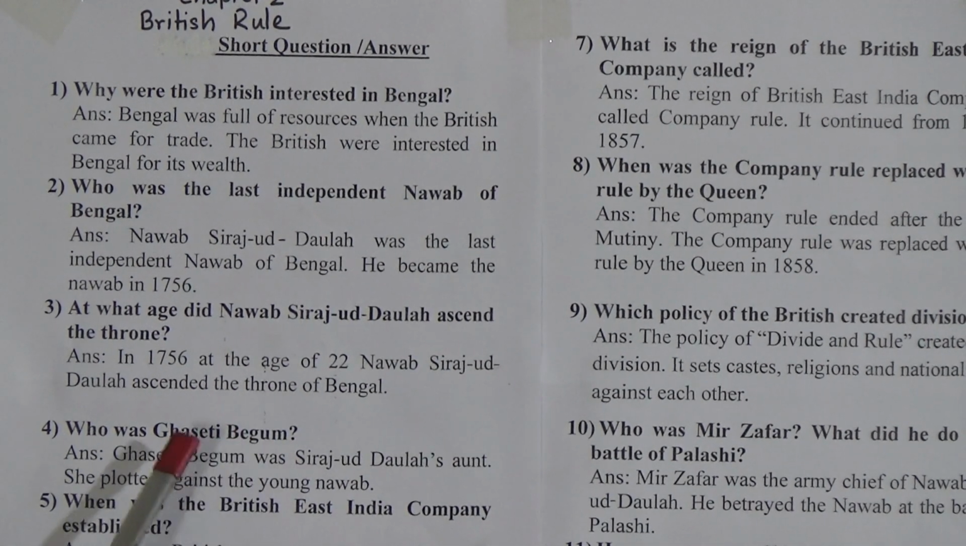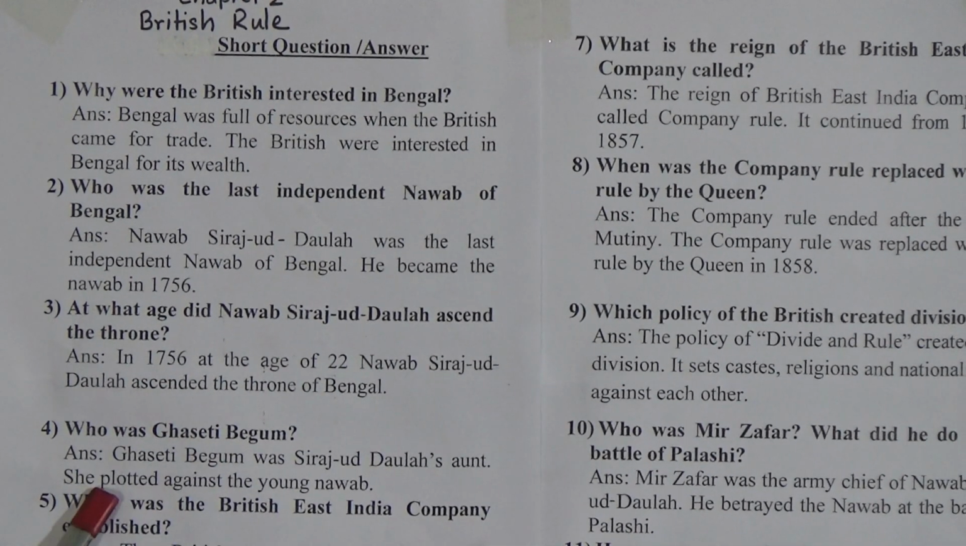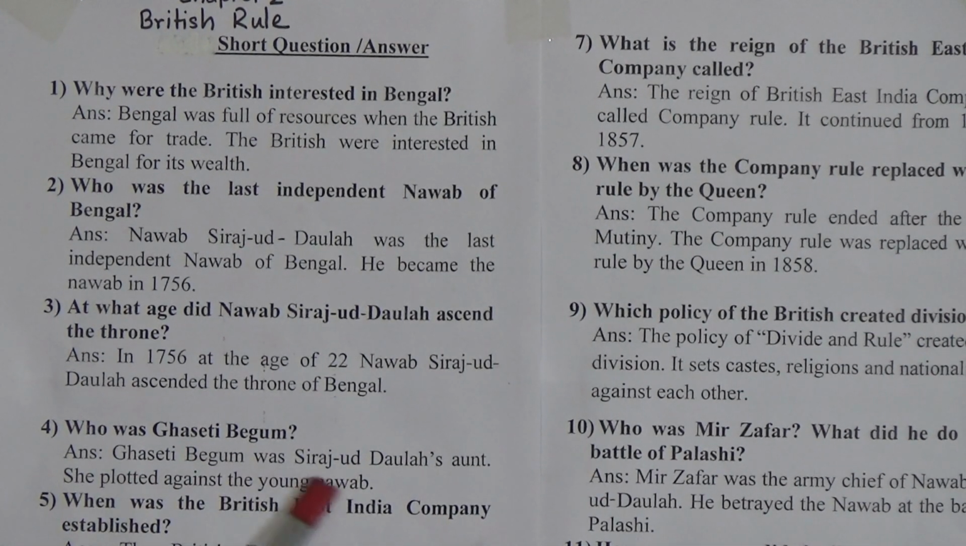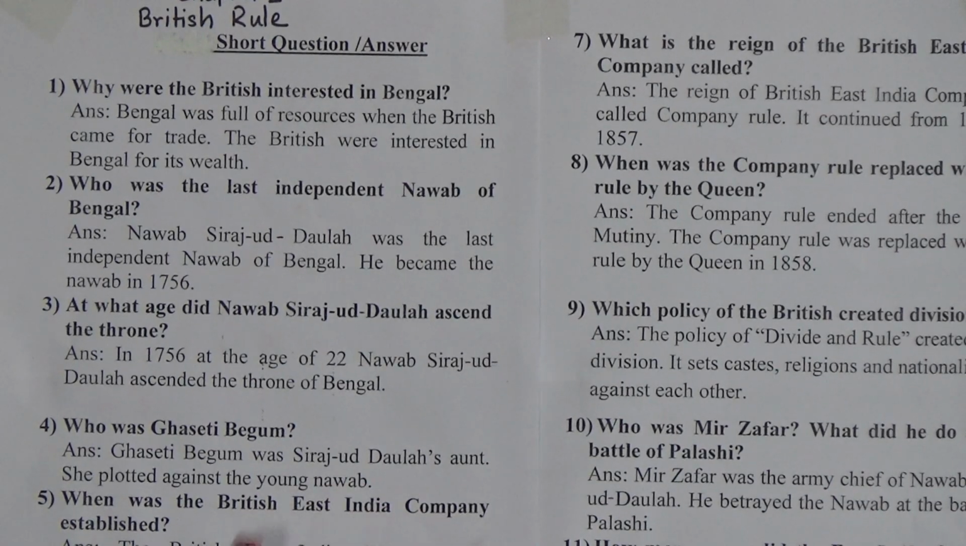Now number 4, who was Kasiti Begum? And you all know that she was the aunt of Siraj-ud-Dowla. The answer is, Kasiti Begum was Siraj-ud-Dowla's aunt. She plotted against the young Nawab.